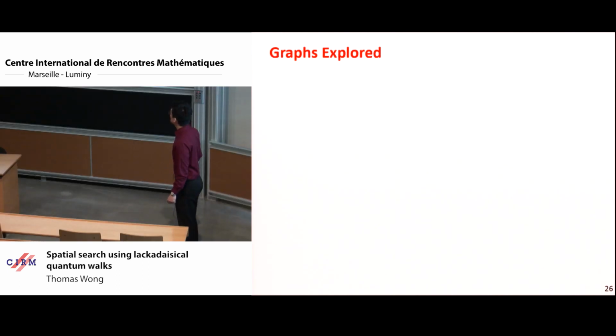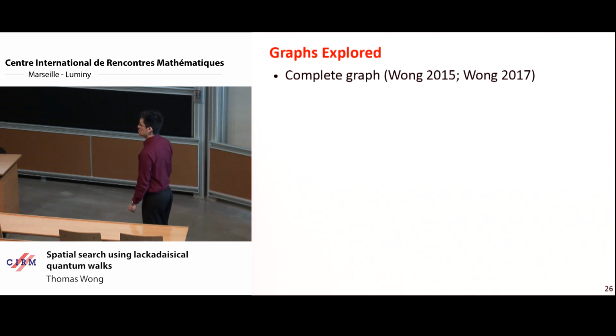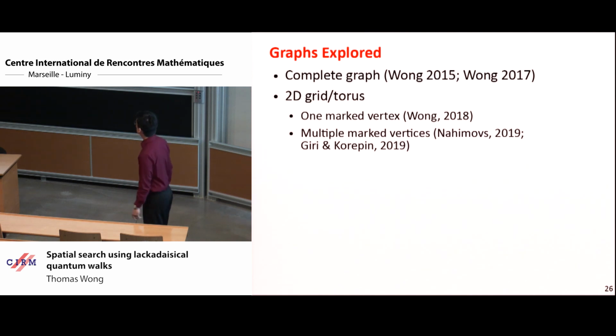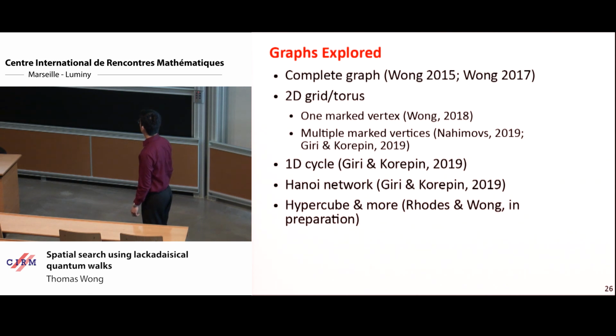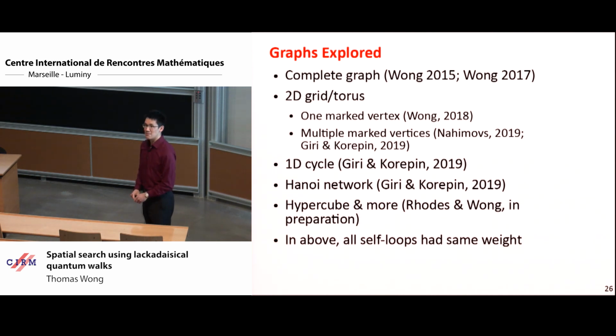All right. In terms of the graphs that have been explored with the lackadaisical quantum walk, we have the complete graph that I talked about. We have a 2D grid or a torus that I just talked about with one marked vertex. Some people have explored different configurations of multiple marked vertices as well. People have also looked at the 1D cycle and a network that has some hierarchy to it. And with my student, we looked at the hypercube and some other things. In all of these graphs, all the self-loops had the same weight. So you had the same amount of laziness everywhere.